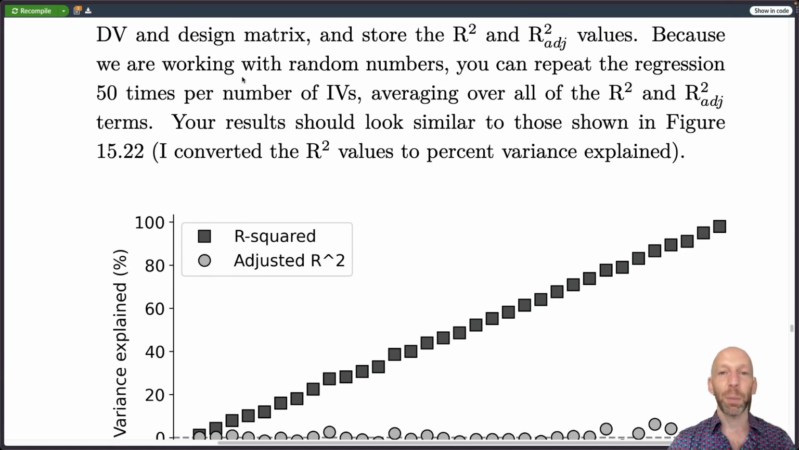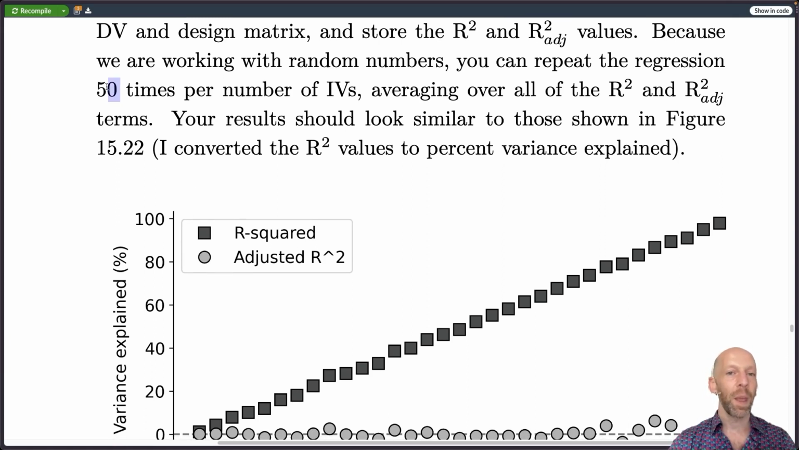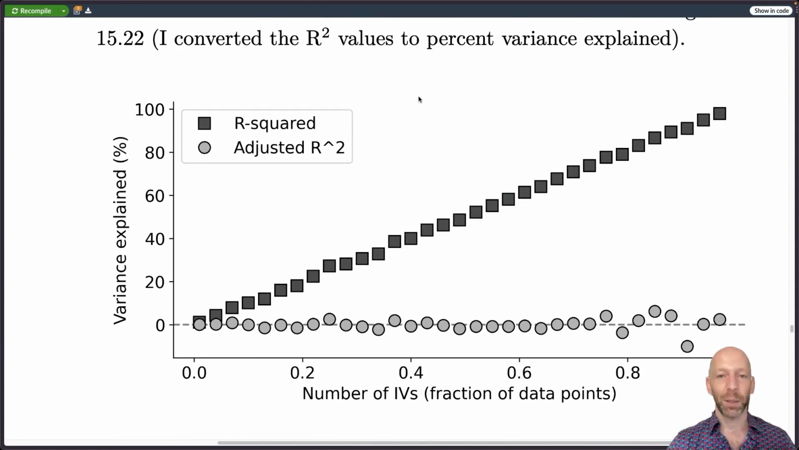And you want to repeat this multiple times. So for each number of independent variables, repeat the experiment 50 times. So 50 times you generate a new random DV and a new set of random IVs. Fit the model again using statsmodels.ols. Again, extract the R squared and adjusted R squared, and then make a plot that looks like this.